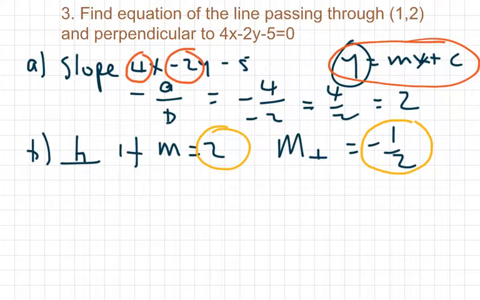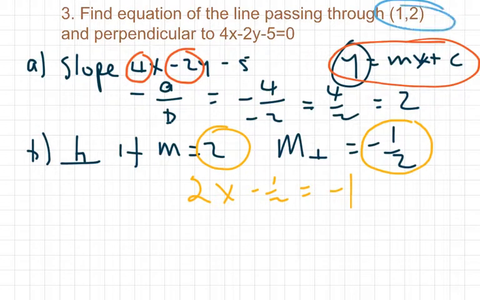Okay, and what these mean is that if I multiply 2 by minus a half, I get minus 1. If two lines are perpendicular, the product of their slopes will be equal to minus 1. So now we have a point, 1, 2, and we have a slope, minus a half. So there we're back to the first scenario again.